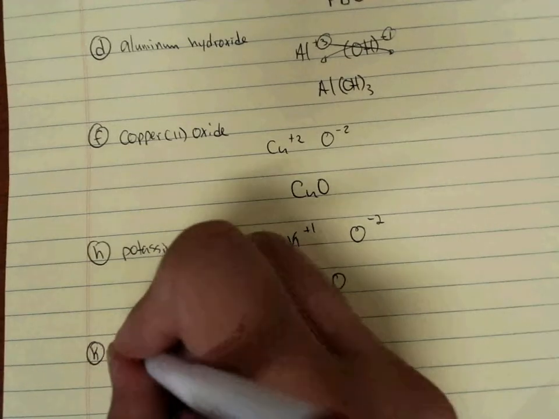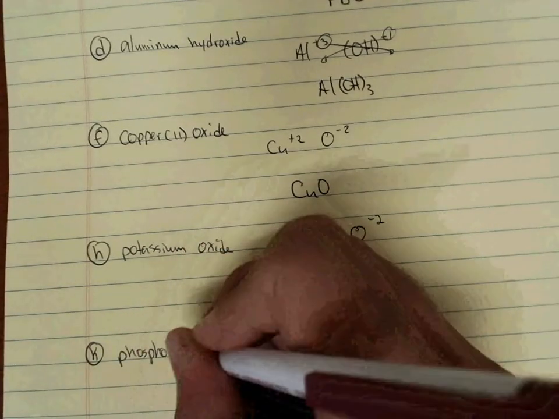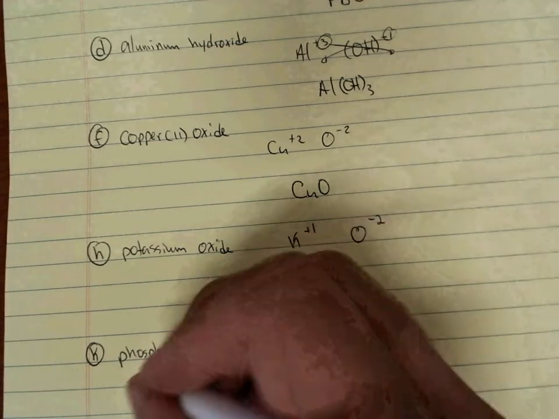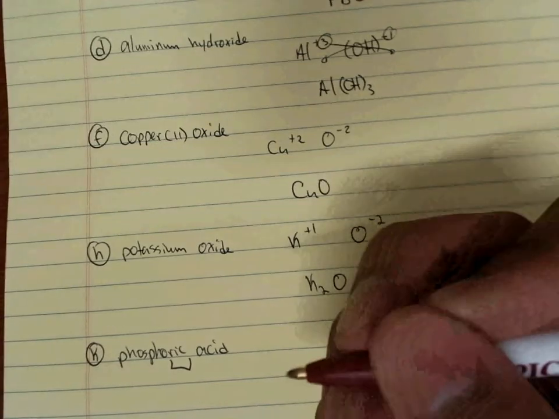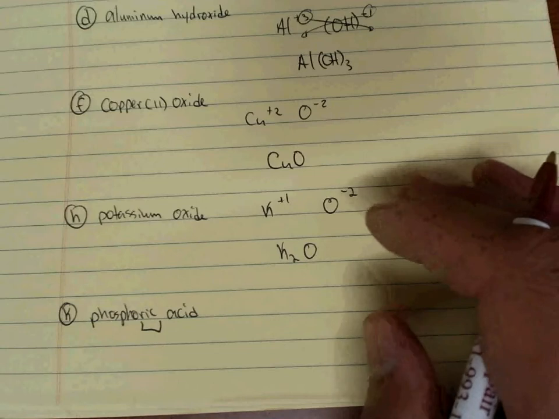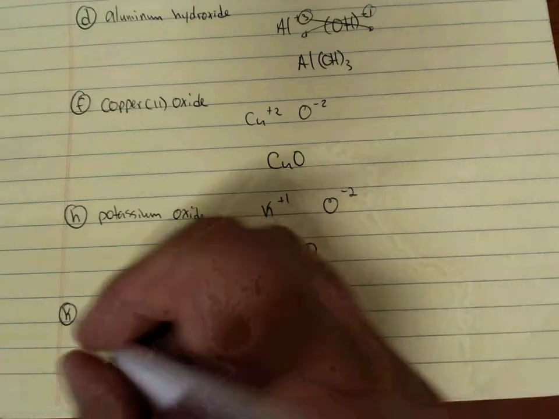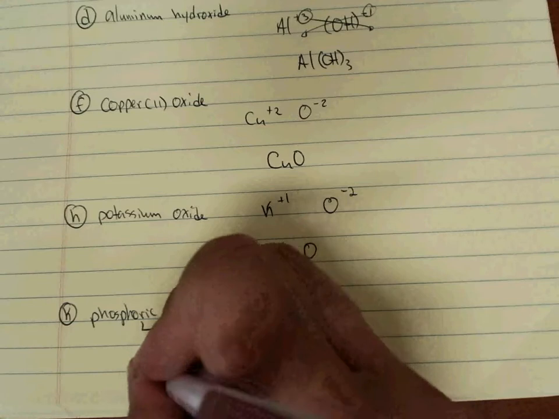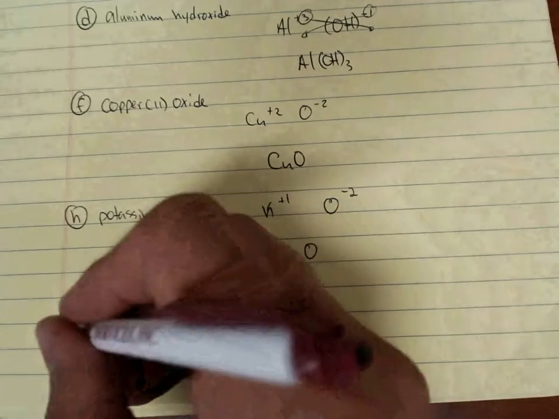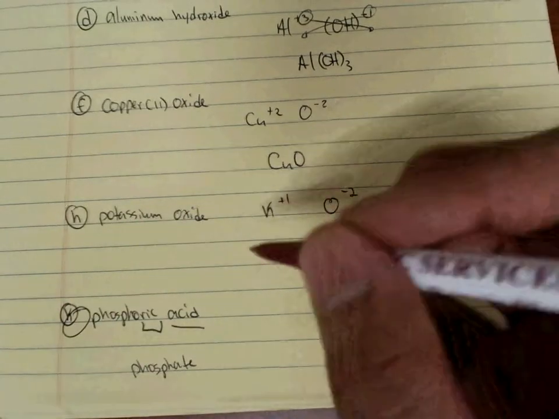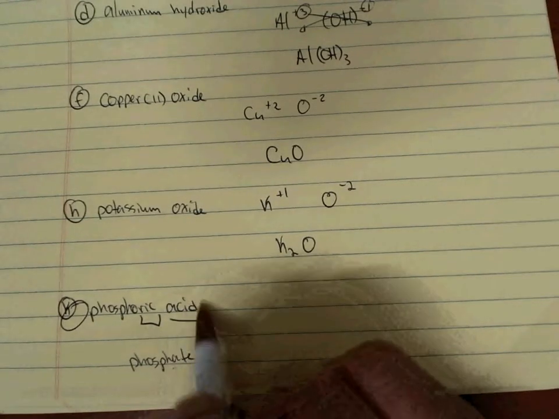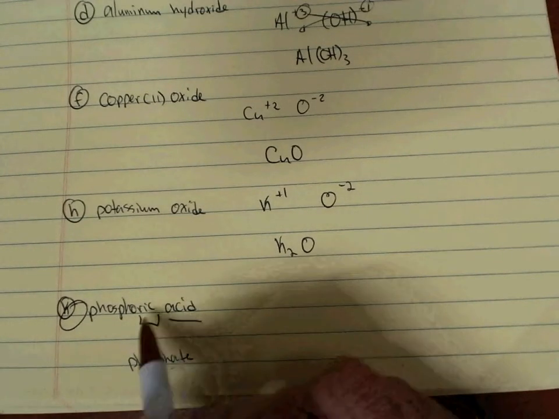Phosphoric acid. Phosphoric ends in ic. I know from my rules that if you end in ic, it should be phosphate. So I should look at my table and look for phosphate. It's an acid, and there is no hydro in the front. If there is no hydro, that means that it is a polyatomic ion, like my phosphate, and it should have an H in front because of the acid.